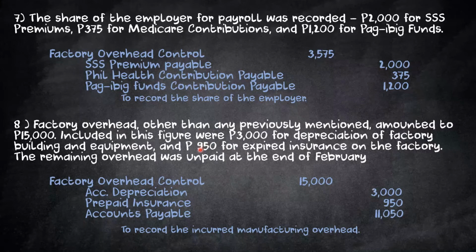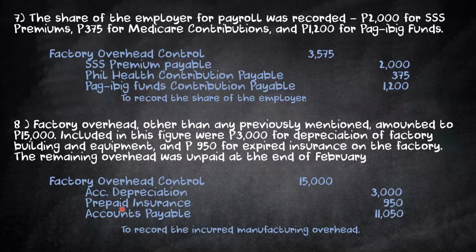Next, 950 expired insurance. Normally, paano tayo mag-record ng insurance, or ng expired insurance? Okay, yes. We would debit insurance expense. So, since nasa cost accounting nga tayo, we would record that insurance expense sa factory overhead control. Dito na din siya mapupunta. Pero, magre-record pa rin tayo ng credit sa prepaid insurance for 950 para ang matira lang sa prepaid insurance natin ay yung mga unexpired insurance lang.